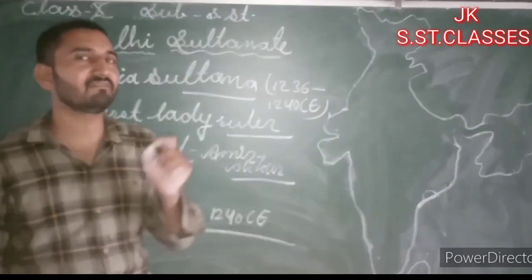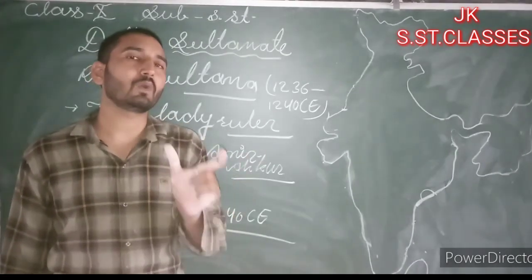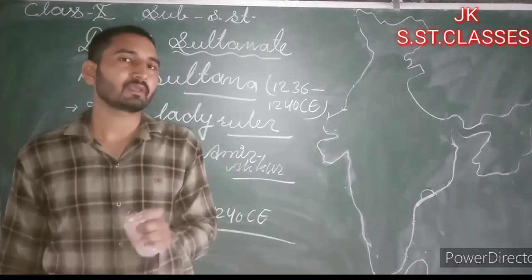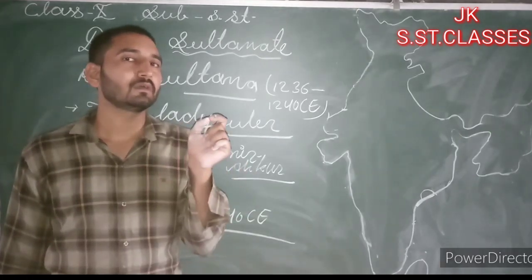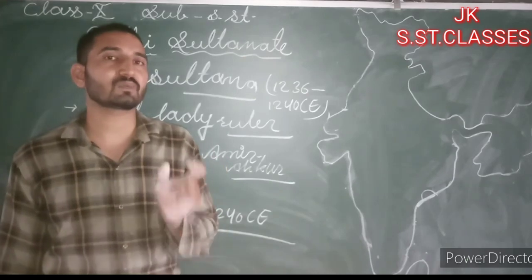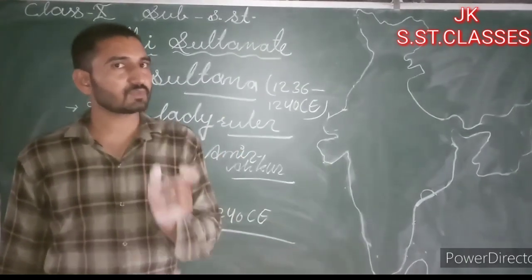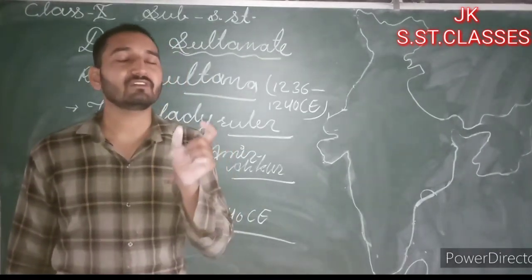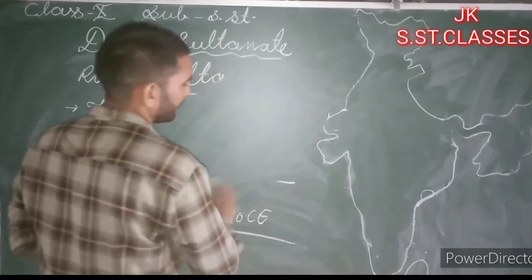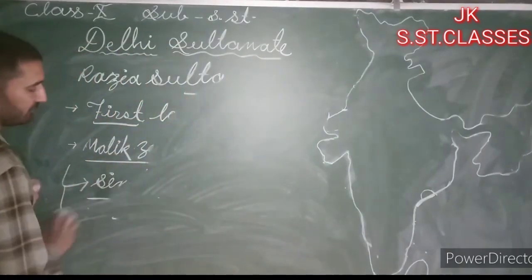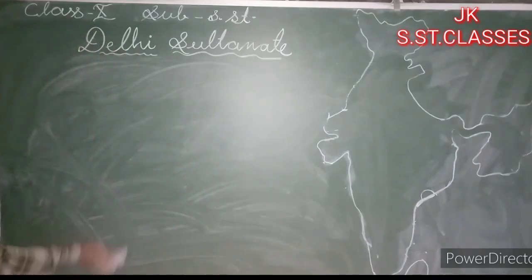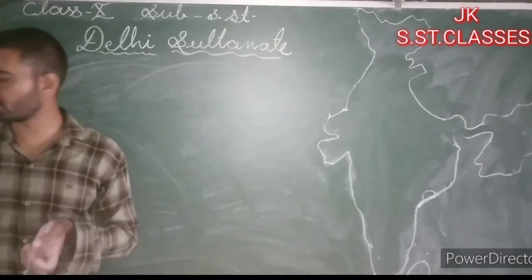Balban played a very important role during the rule of all these three rulers. Means they all were incapable. The actual power was in the hands of Balban. Balban married his daughter with the last ruler of this dynasty, that was Nasruddin Mahmud, and in this way enjoyed the power. Actually, at the time of Nasruddin Mahmud, the actual power was in the hands of Balban. After the death of Nasruddin Mahmud in 1265 Common Era, Balban became the actual power holder. Means Balban declared himself as the ruler. In this way, after the death of Iltutmish, Balban was the next important ruler of Delhi Sultanate.